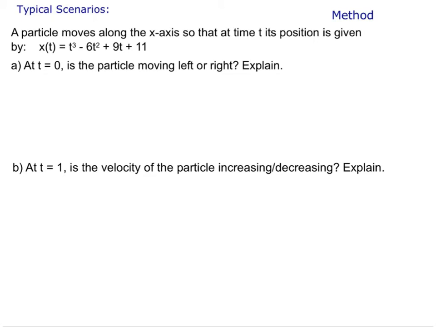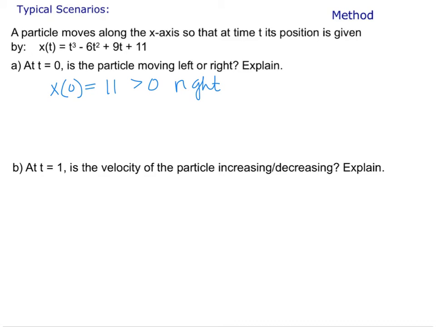Okay, so the next scenario would be, here's a particle that's moving along the x-axis, here is its function. A wants to know, at t equals 0, is the particle moving left or right? And explain. So first of all, we want to find where the position is at t equals 0. So we put a 0 in and we get 11, which is greater than 0. So that means it's moving to the right because the position is positive.